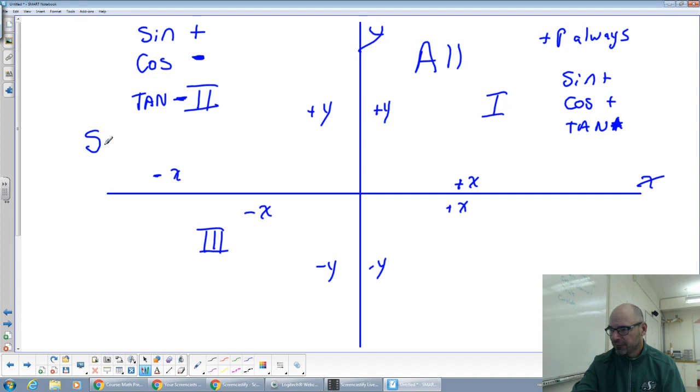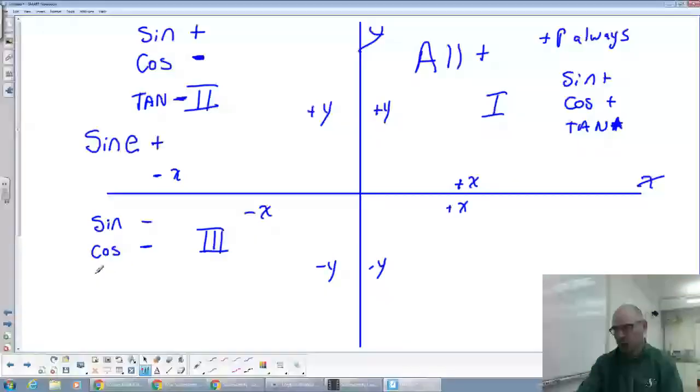So the only thing that's positive in this quadrant is sine. I'll write the full word so you understand. Sine is positive. Then if we look over here in the third quadrant, sine is y over r. R is always positive, so it's negative y over r. So it's negative. Cosine is negative x over r. That's negative. And tangent is negative y over negative x. Two negatives make a positive. So tangent is positive.